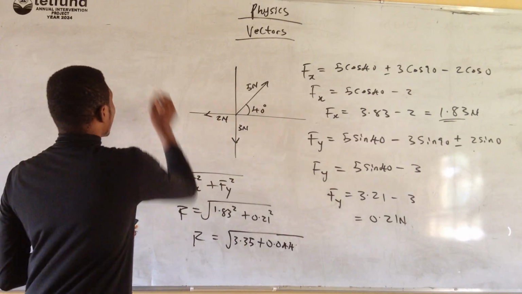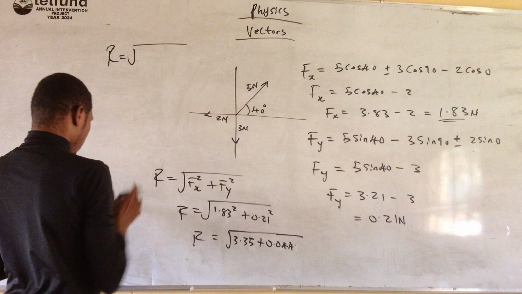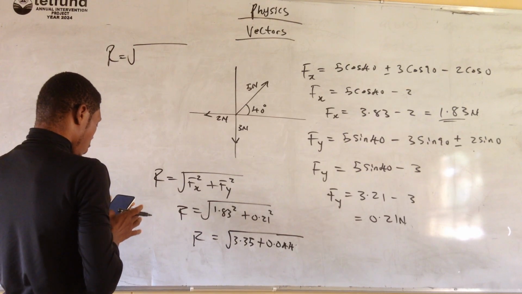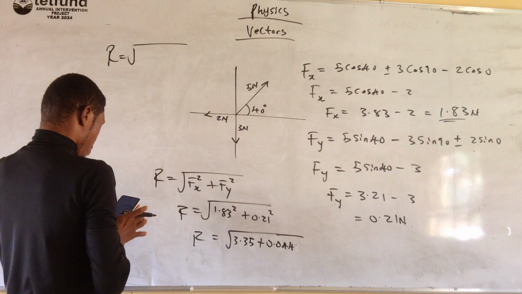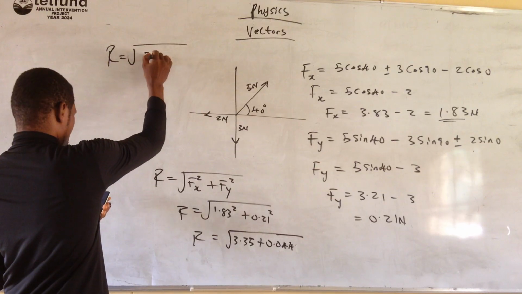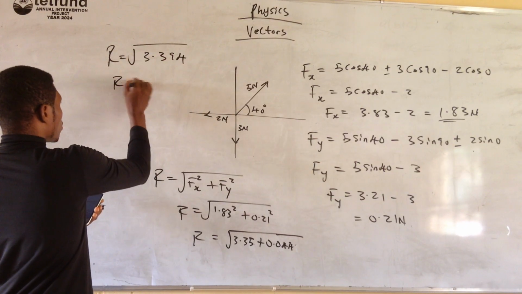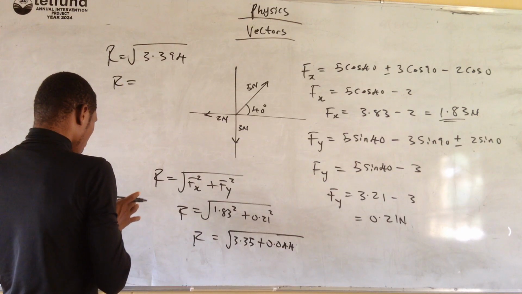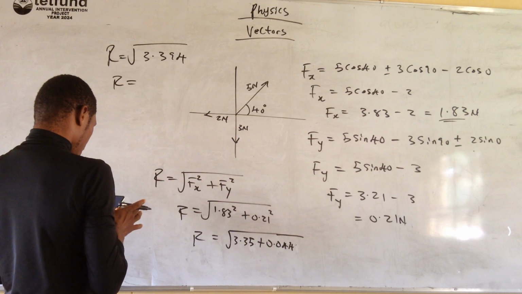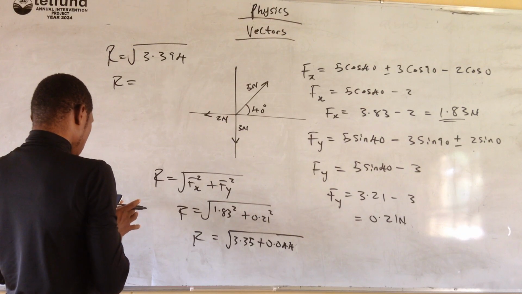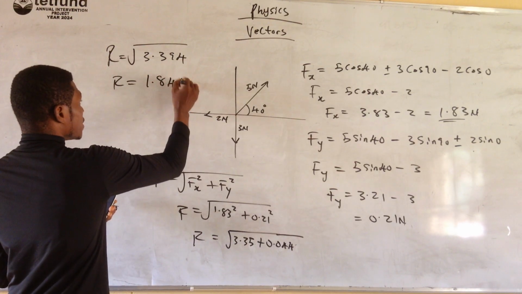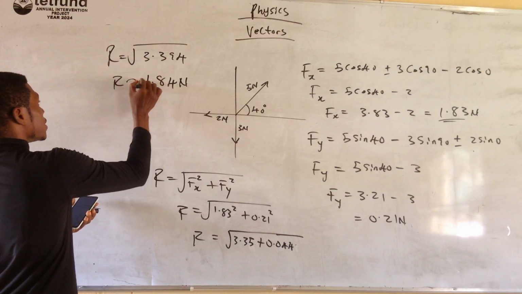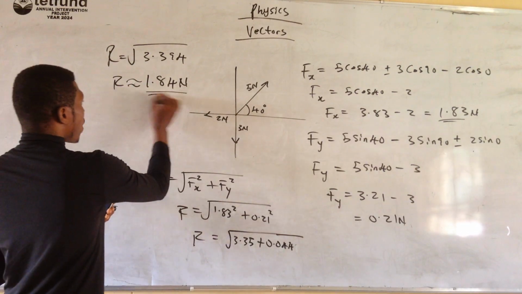Now, my R becomes equal to the square root of 3.35 plus 0.044. So we now have 3.394. The square root of this number, 3.394, the answer is 1.84 newtons, approximately. So it's an approximate value, 1.84 newtons.